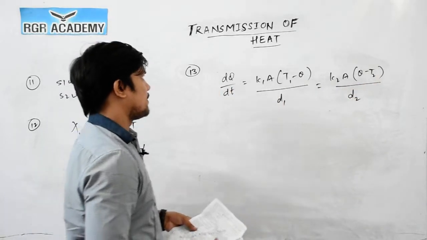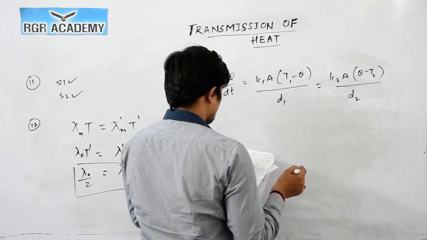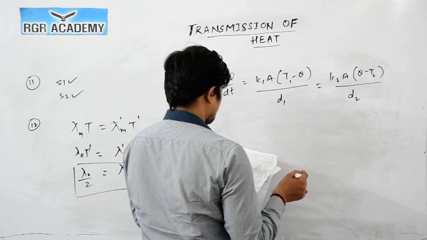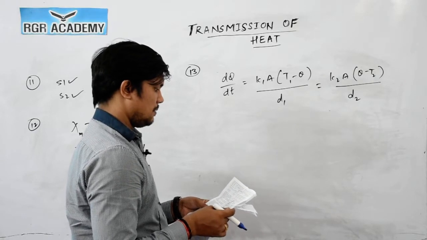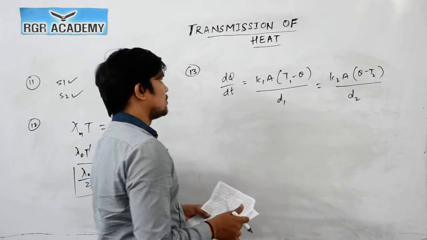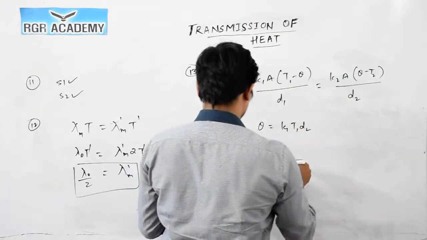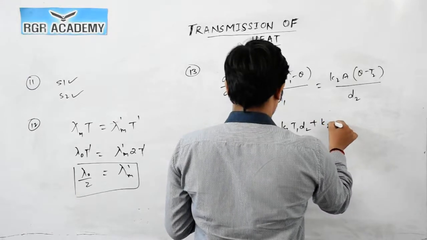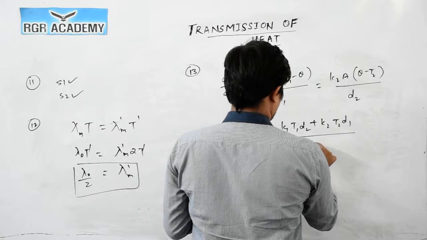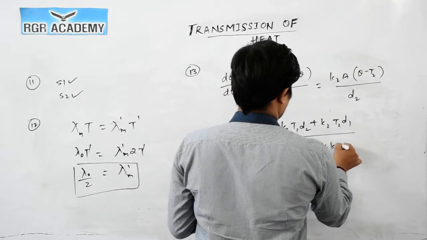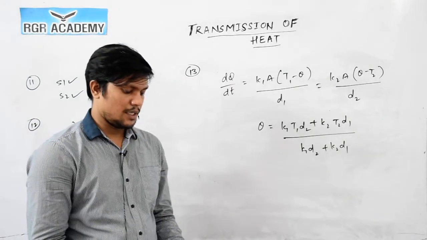Okay, so after solving this, it is simple only. The area is the same. So theta they are asking, and the theta value you will get as K1 T1 D2 plus K2 T2 D1 divided by K1 D2 plus K2 D1. Okay, so option number 2 will match for question number 13.